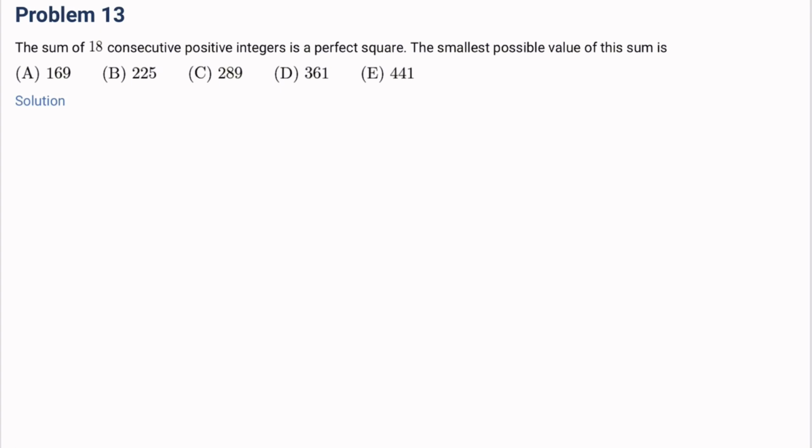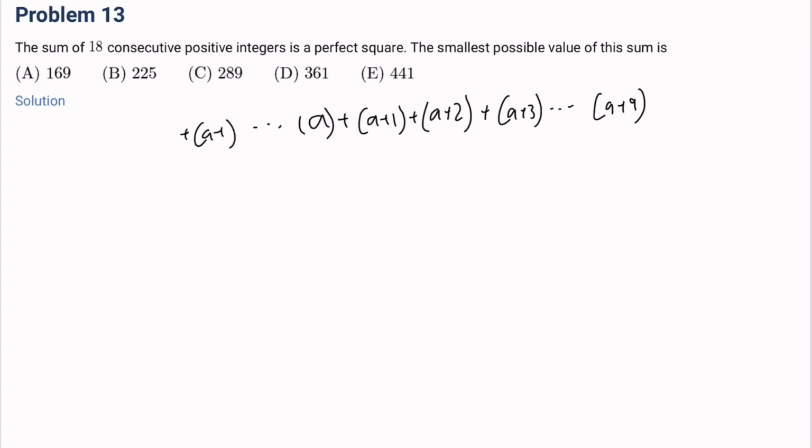Number 13, the sum of 18 consecutive positive integers is a perfect square. The smallest possible value of this sum is. Okay, so since we need 18 consecutive positive integers, let's just say that we have an a. We will go from here, and then we will add a plus 1, a plus 2, a plus 3, all the way to a plus 9, and then go backwards. So a minus 1, a minus 2, all the way to a minus 8, right? Because that's the only way that this will be 18 numbers, right?